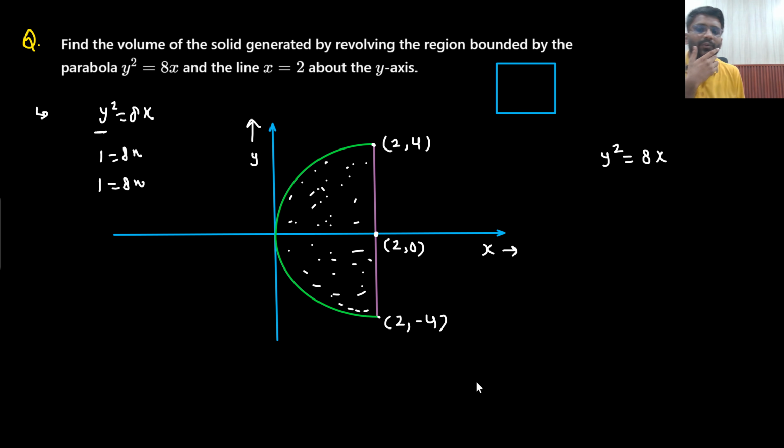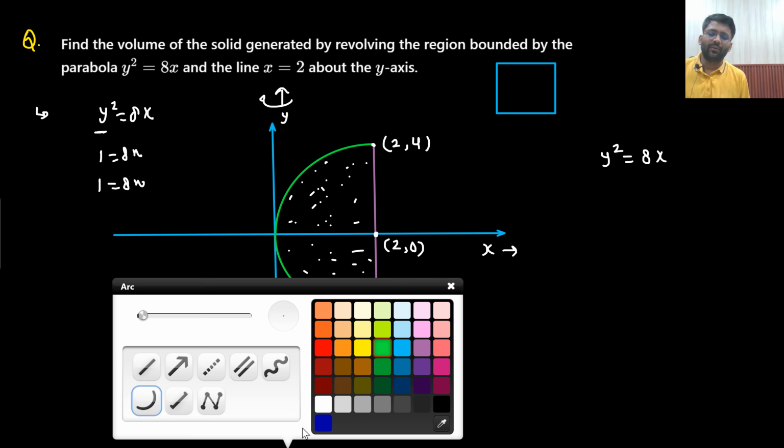Okay. Now what do we need to do? We need to revolve it about the y-axis. About the y-axis we need to revolve. So what will I do? I will have to take the mirror image. This is my y-axis. Right. So I will have to take the mirror image.